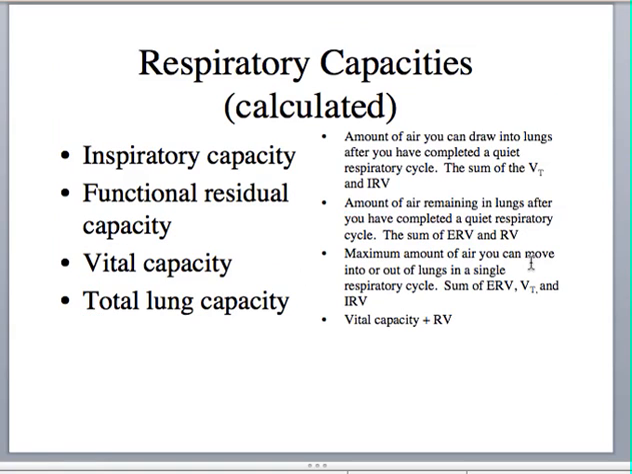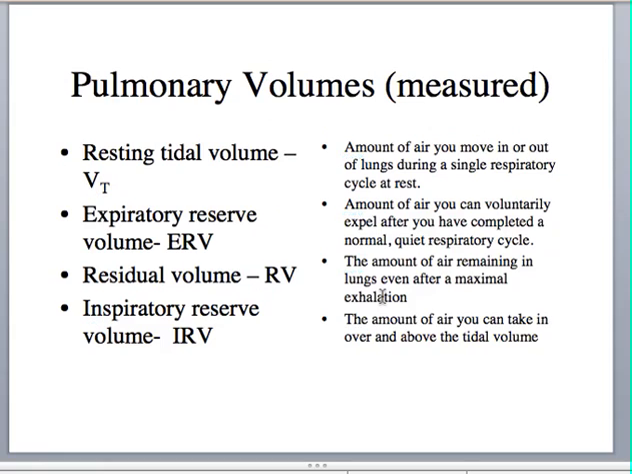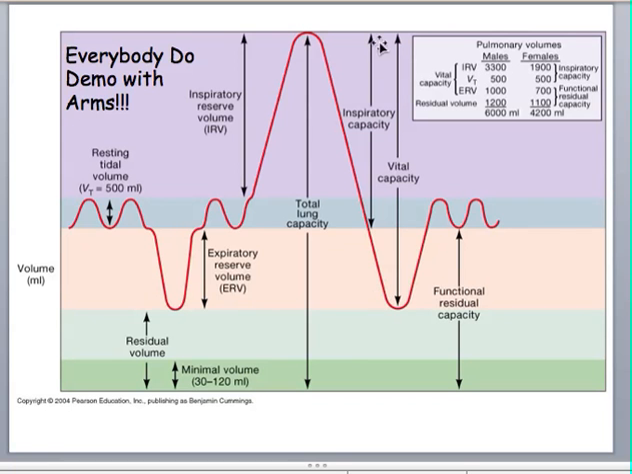Okay, and then your vital capacity is the maximum amount of air you can move in or out of your lungs in a single respiratory cycle. So it's the sum of your ERV, your V sub T, or your tidal volume, and your IRV. So you'll want to look at these volumes back on the graph. If again we look at the vital capacity, it is your IRV, which is the purple range, your tidal volume, and your expiratory reserve volume. So that's your vital capacity.